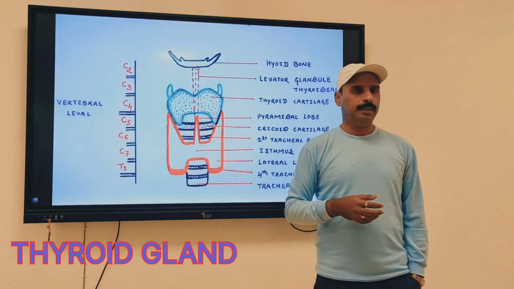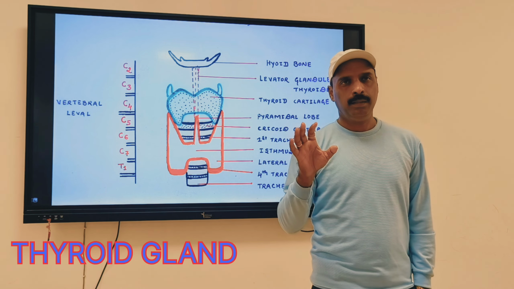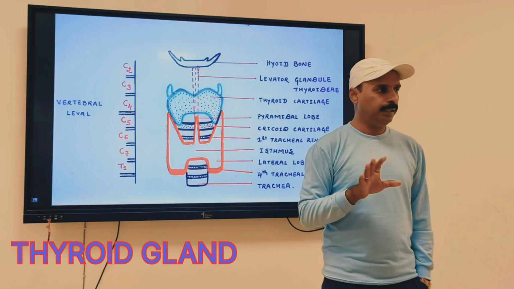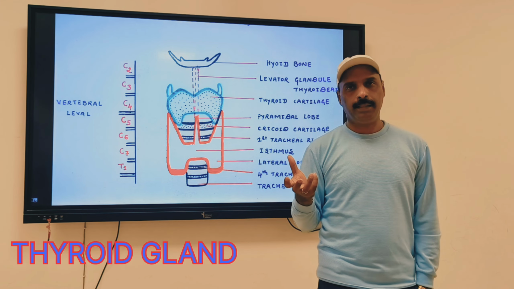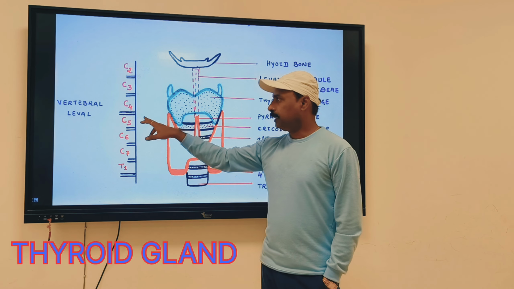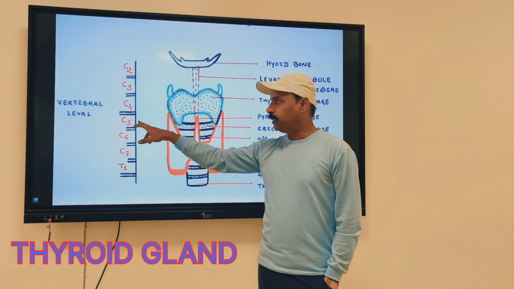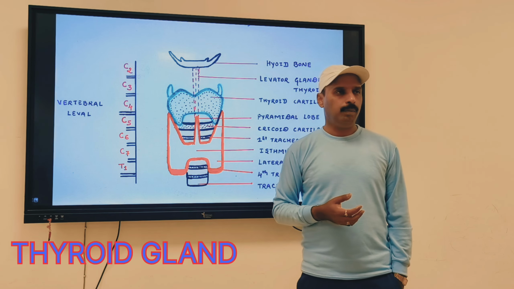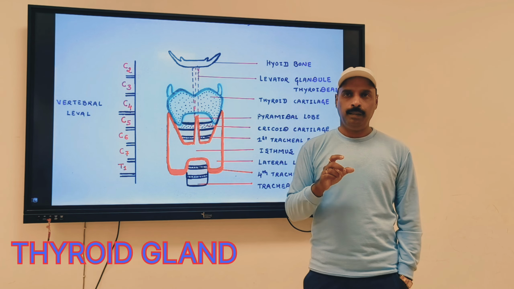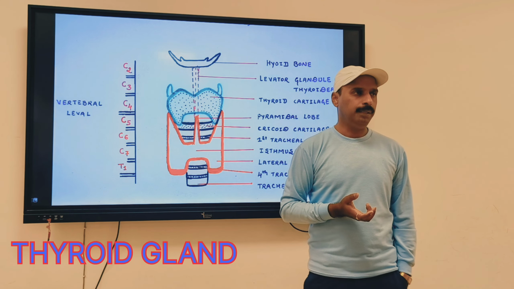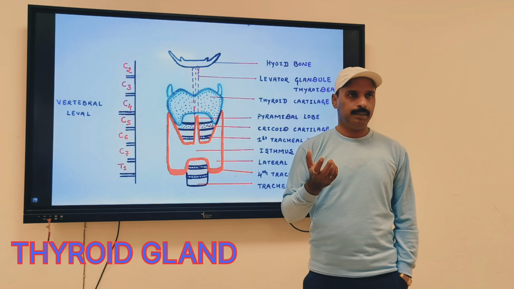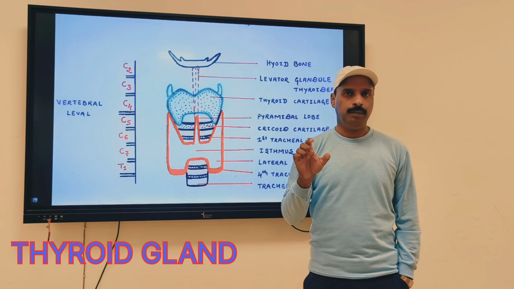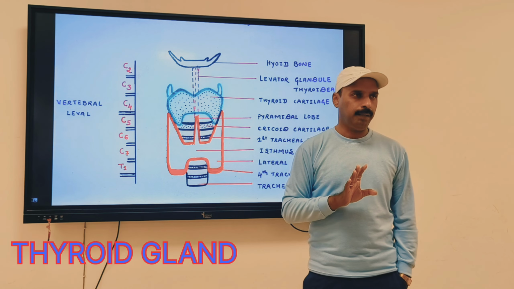Then what is the location and situation of the thyroid? I have already told you the thyroid is situated in the front and side of the lower part of the neck region. Exactly where it is located, you have to remember, is related to C5, C6, C7 and T1, opposite the cervical vertebrae. Now I am talking about the location and situation of the thyroid gland. First, it is situated in the lower part of the neck region, the front and side of the lower part of the neck region.